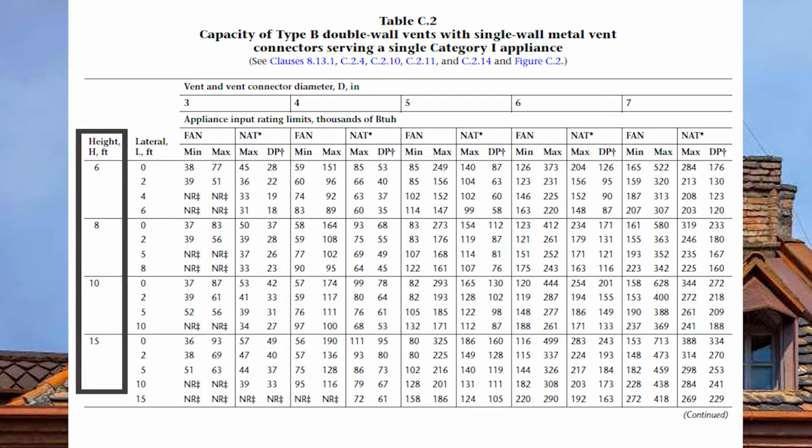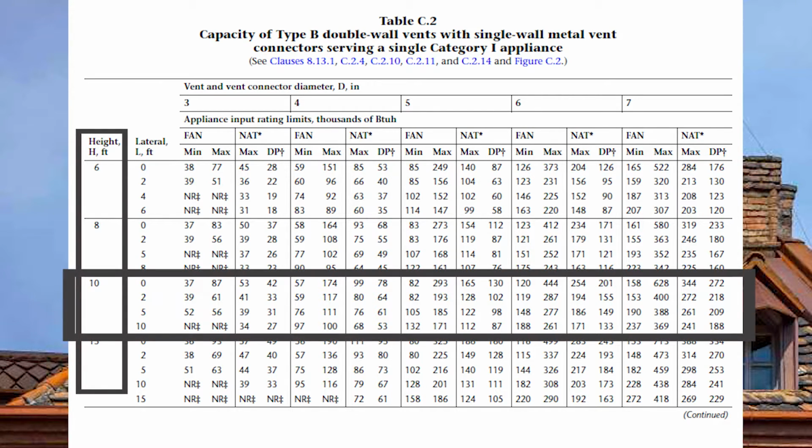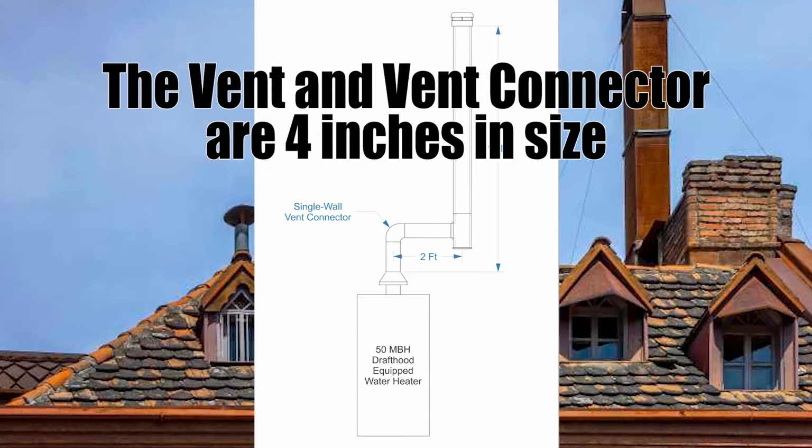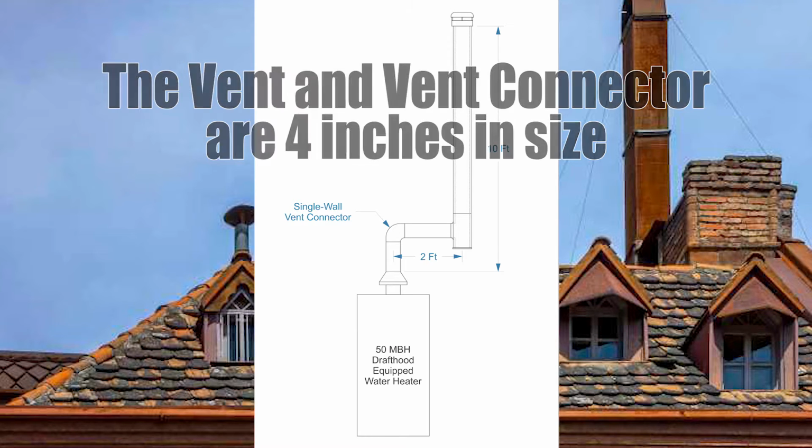I need to go down on the height of my vent to 10 feet, and then I need to go across on my lateral of 2 feet. So now I need to move across to where I intersect with NAT DP. The first one I come across is in the 3-inch range, but that's only good to 33,000 BTUs. If I go across to the 4-inch, that is good right up to 64,000 BTUs. Well, that looks like it's going to be our size, so we have a vent and vent connector that will be 4 inches in size.